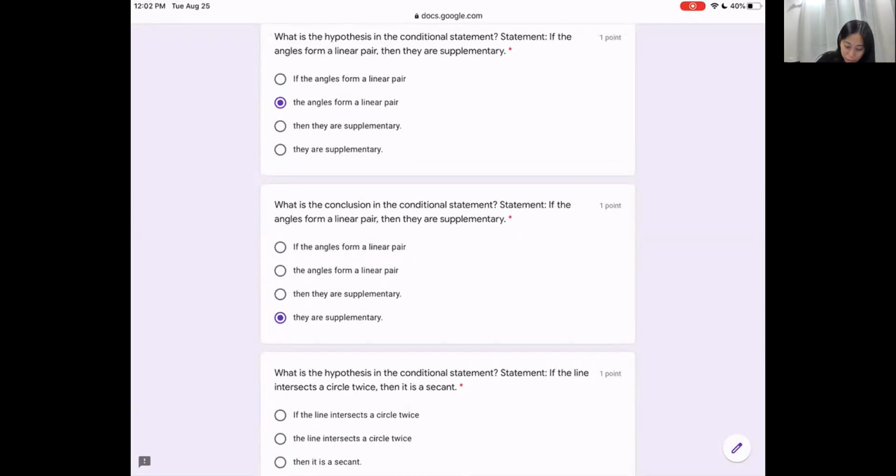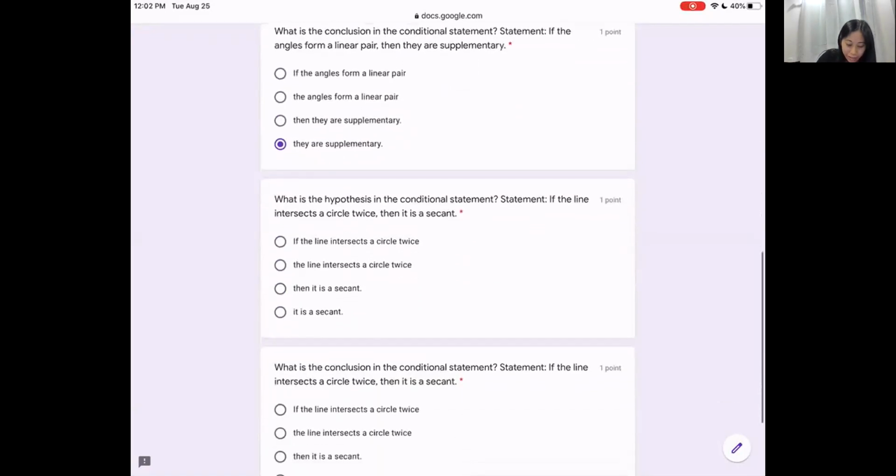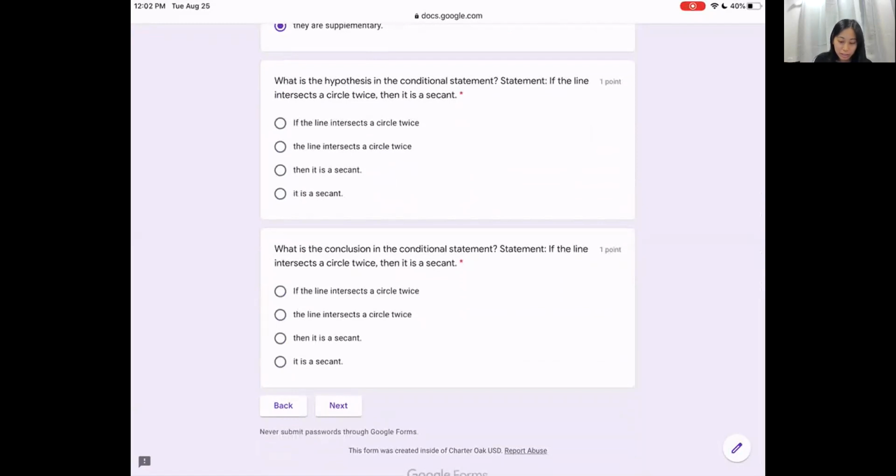Okay, let's keep going then. What is the hypothesis in the conditional statement? Statement: if the line intersects a circle twice, then it is a secant. Which one's the hypothesis? The line intersects a circle twice. Perfect. So it's the first half for the hypothesis, except we don't use the word if. So just the line intersects a circle twice.